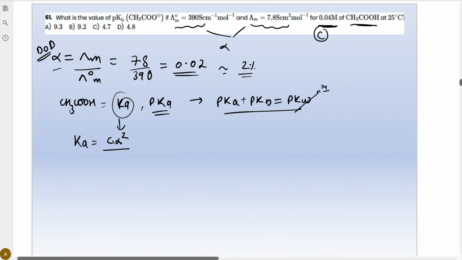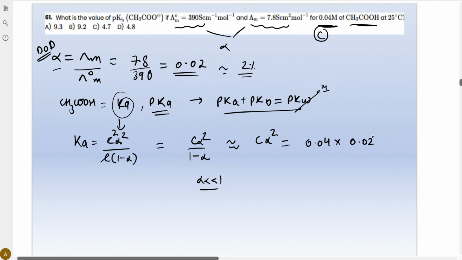alpha square upon C into (1 minus alpha). Now C and C will cancel out from here. So C into alpha square upon 1 minus alpha. Because alpha is very much less than 1, we take this approximate value as equal to C alpha square. Now C is given to you, 0.04 moles, and alpha you calculated, 0.02, squared. This will come approximately 1.6 into 10 power minus 5.